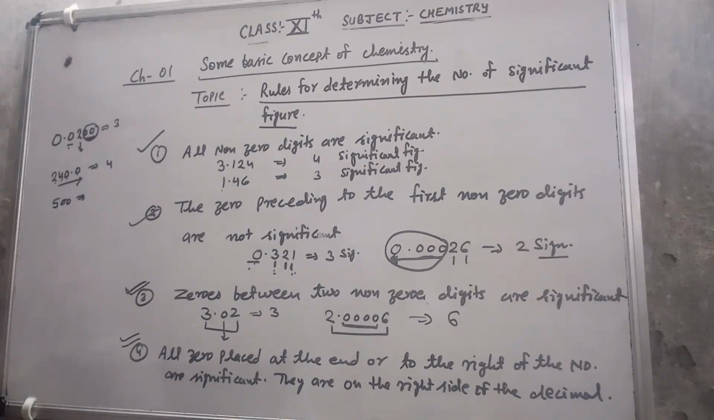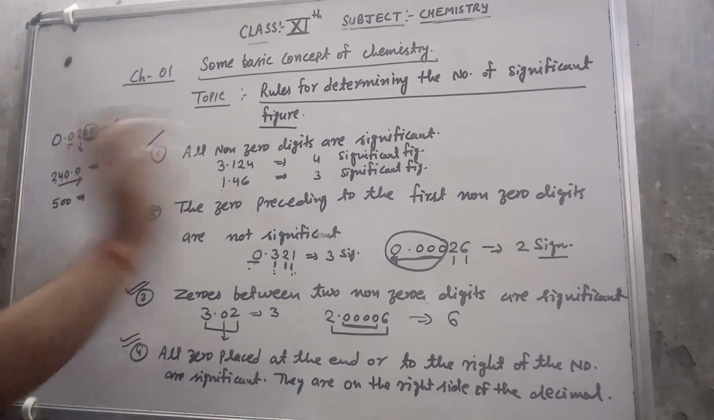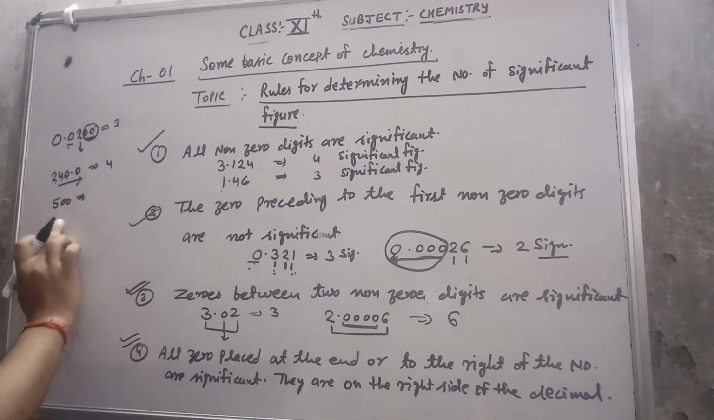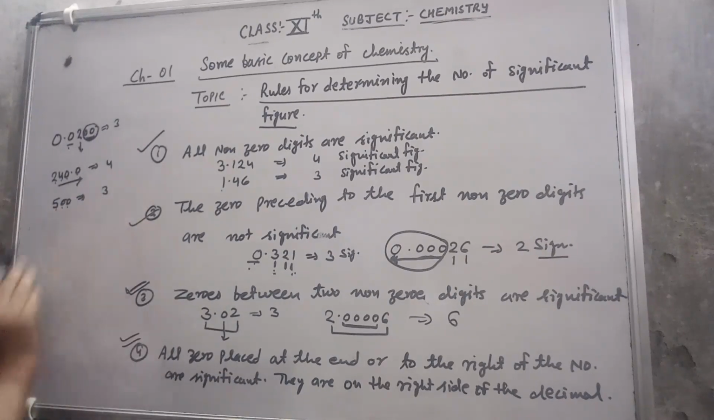So how many significant figures are available? Both the zeros are on the right hand side of the number, that is why they are counted as significant figures. So this is 1, 2, 3. Total significant figures is 3.